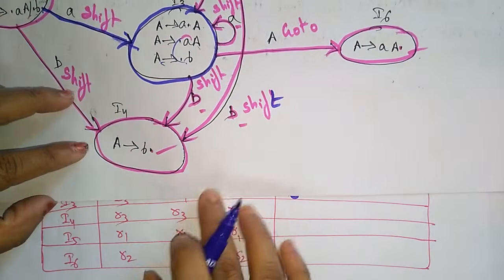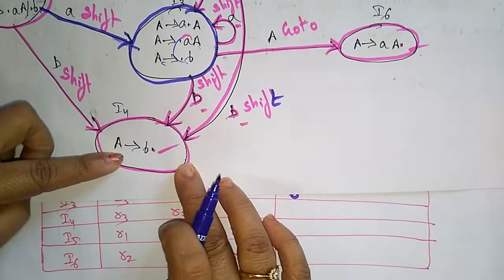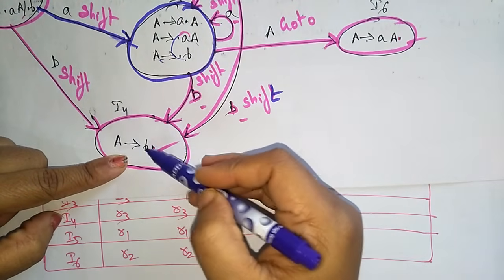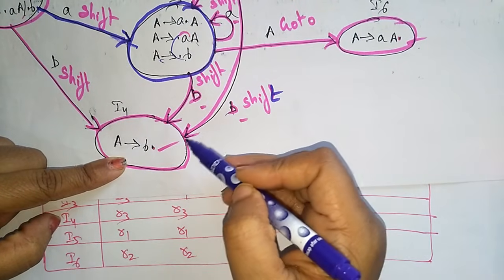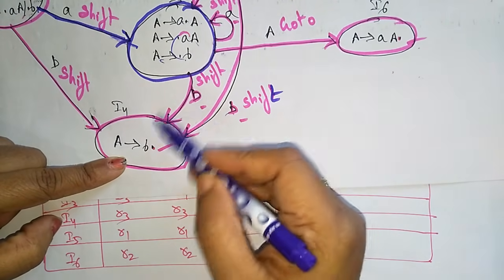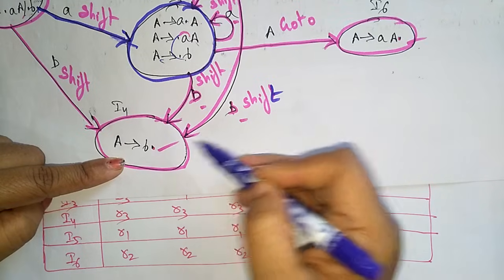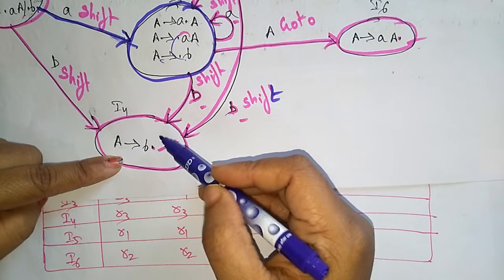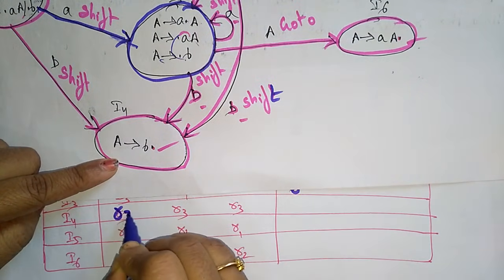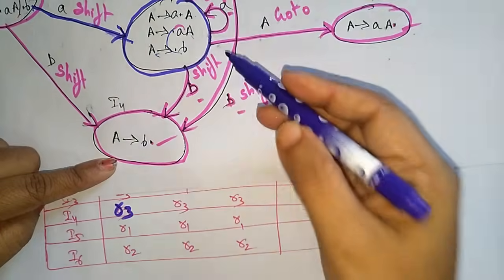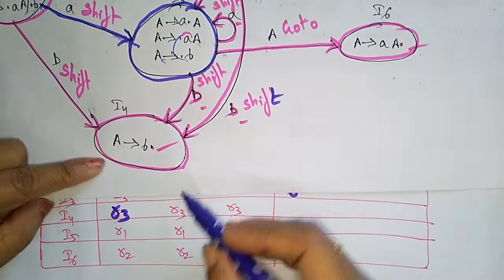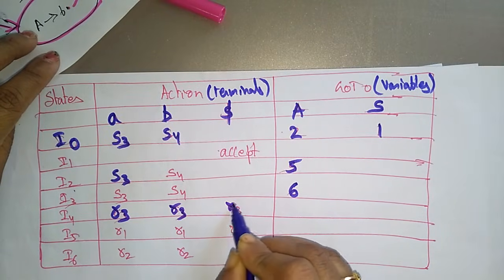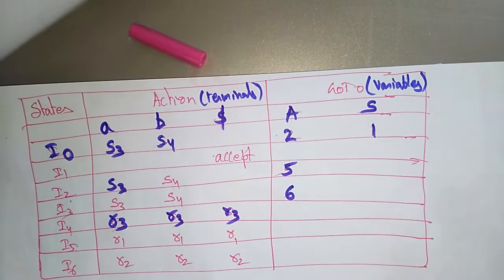The state I4. The state at I4 on terminal A. There is no input for I4 because all terminals and non-terminals are coming here, but there is no terminal that has to go as an input because this is the end state. So you need to write reduce R3, because it is R3, and in the B place you need to write R3. And in dollar, R3. Why am I writing R3?